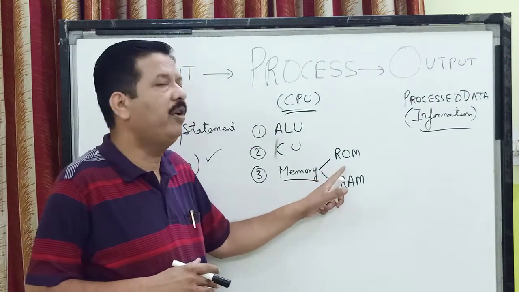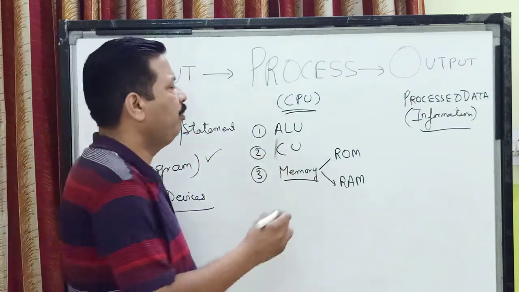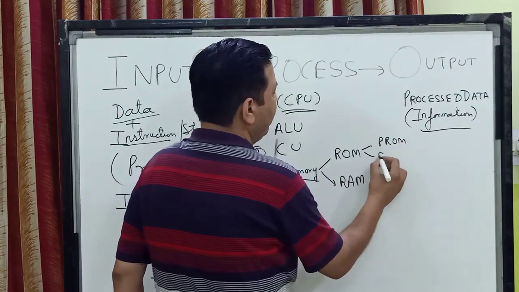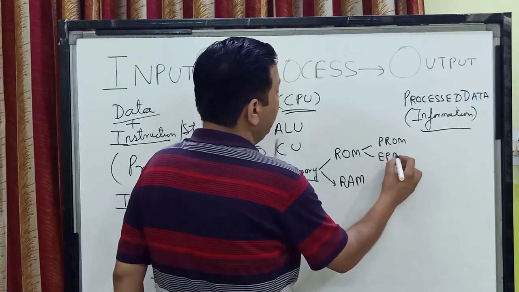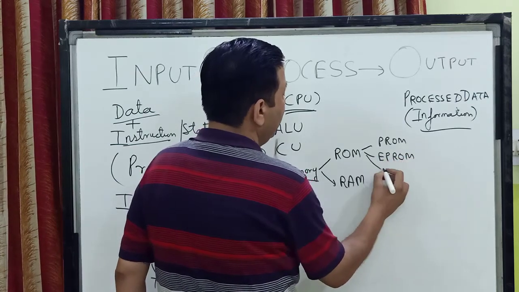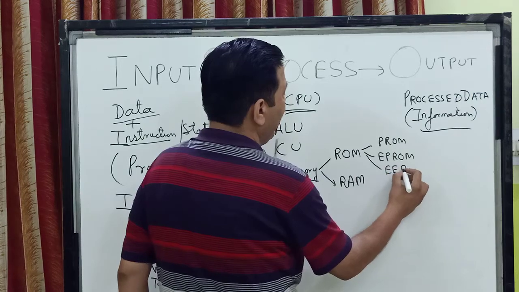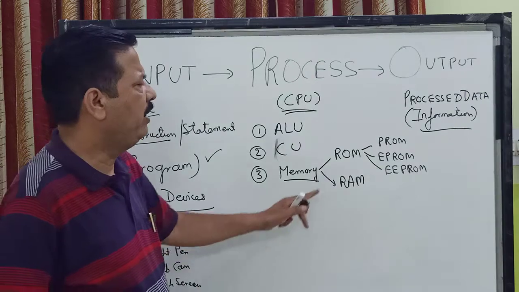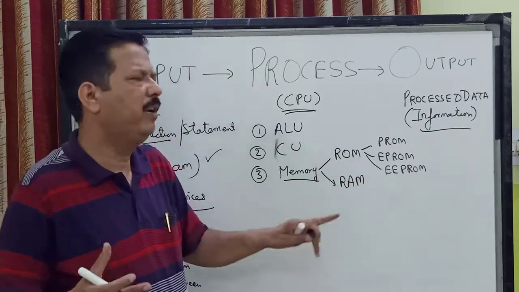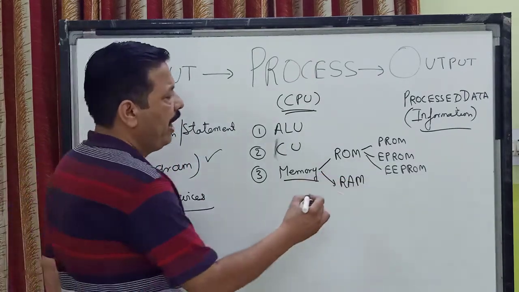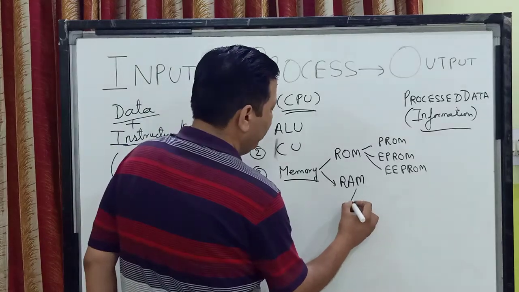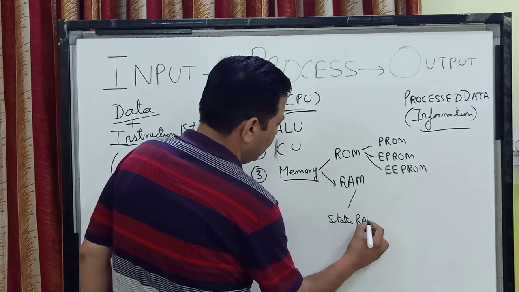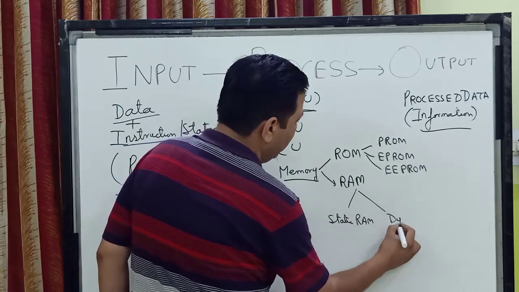Now children, ROM is of three types. We say that it is programmable read-only memory, erasable programmable read-only memory, and electrically erasable programmable read-only memory. These are three forms of ROM, and we must know about them. And children, RAM again is of two types: static RAM, and we call the other dynamic RAM.